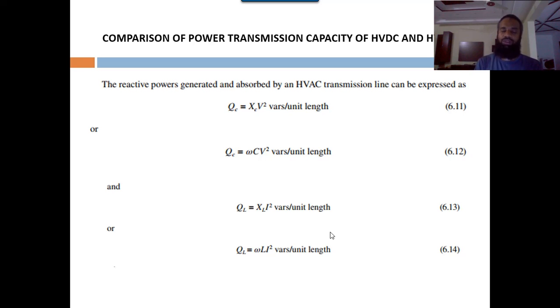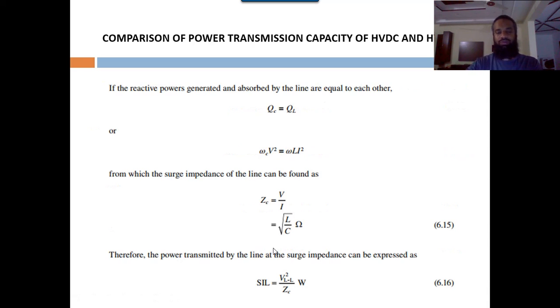So if we need to calculate the reactive power of the capacitance, it is XC V square. When we put the value of XC, it is omega C V square. While when we use the inductive value, it is XL I square. So if we open these equations, we will see that for a system where there is just a resistive load, we need to cancel the capacitive and the inductive effect. This effect is known as surge impedance loading, SIL.